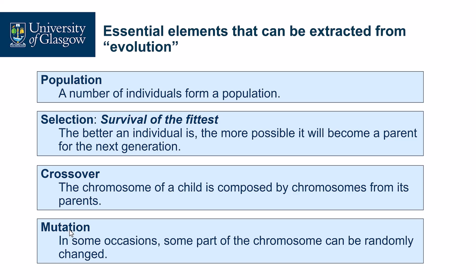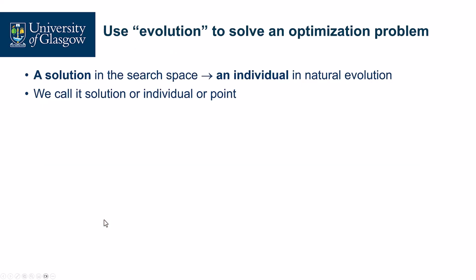Now let's change this to an optimization process. How can we do that? First, a solution in the search space is like an individual in natural evolution. So we call it a solution, an individual, or a point. These are the same thing as we have said before.